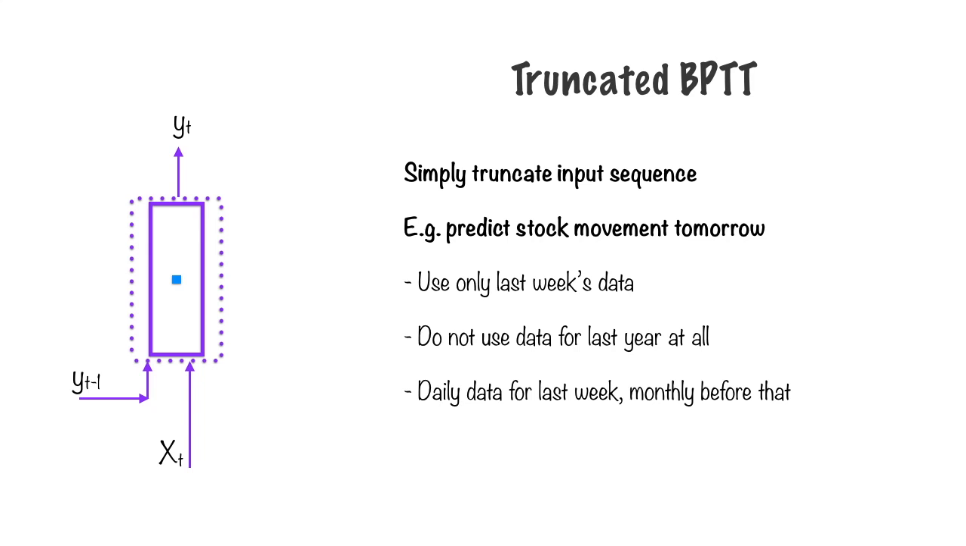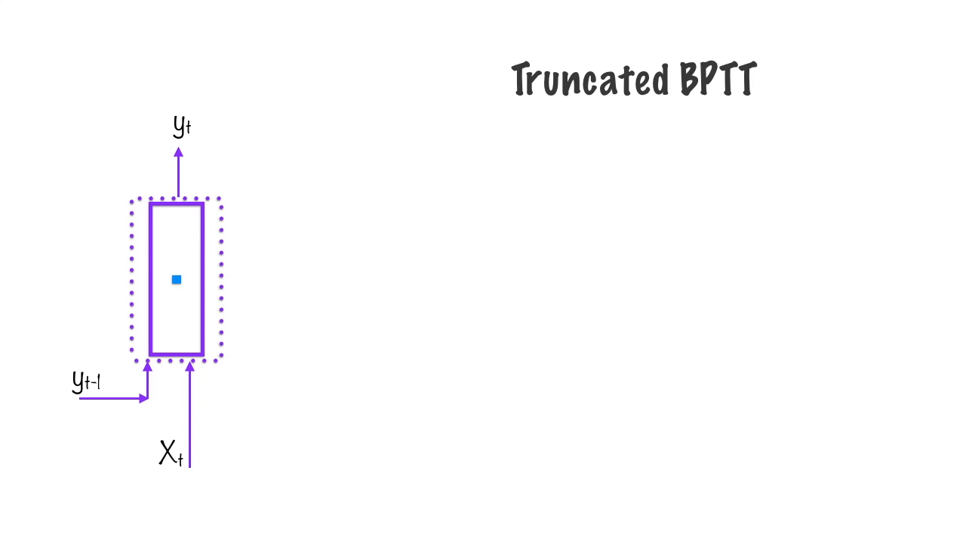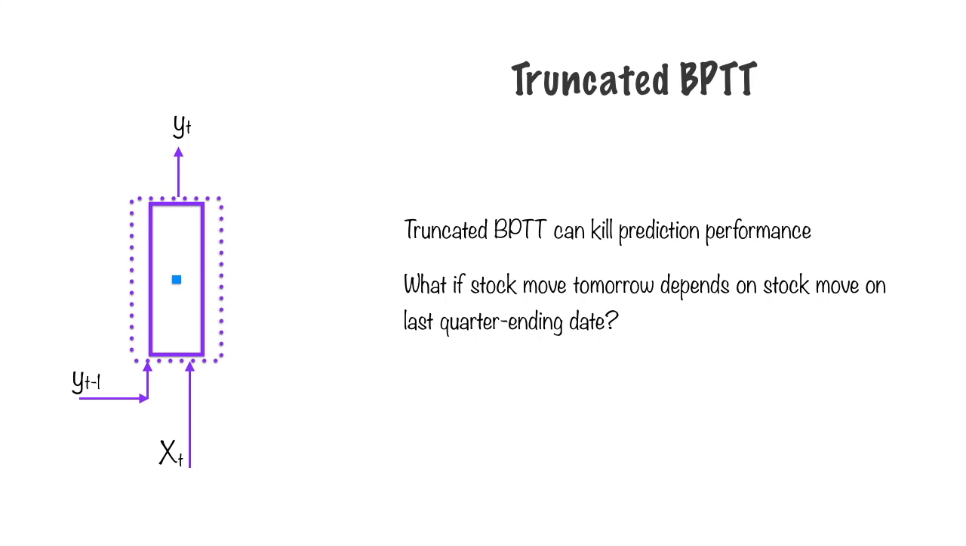But what you're actually doing when you try truncated BPTT is getting around the problem. You're not actually solving the problem. And it has been shown in real world scenarios that truncated BPTT can kill prediction performance. This is because your problem statement might have a solution which relies on events from the distant past. What if the movement of stock tomorrow depends on how the stock moved on the last quarter ending date or even a year ago? What if these movements are seasonal? You won't be able to capture this using truncated BPTT.